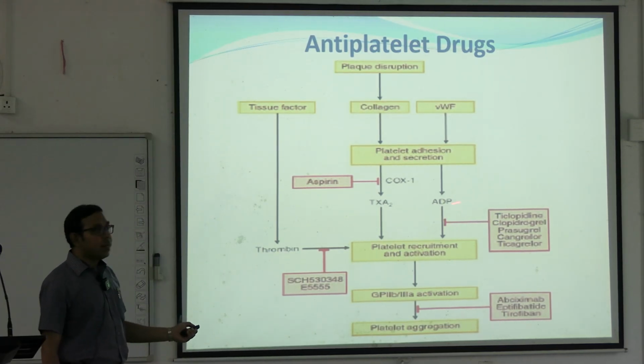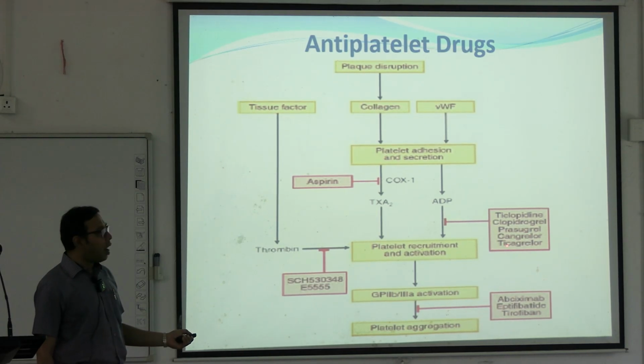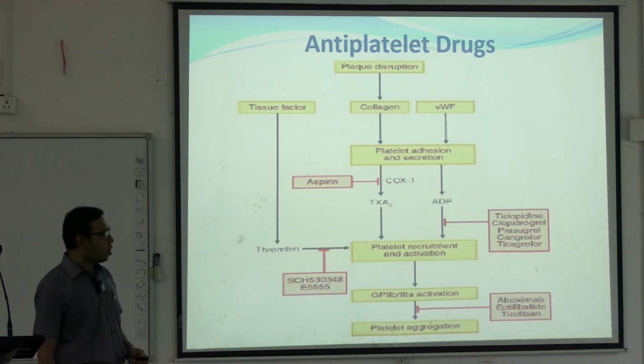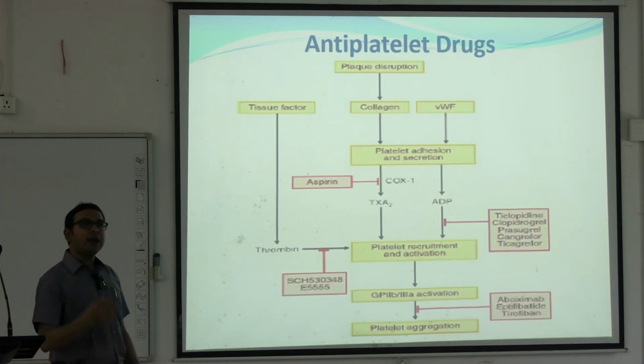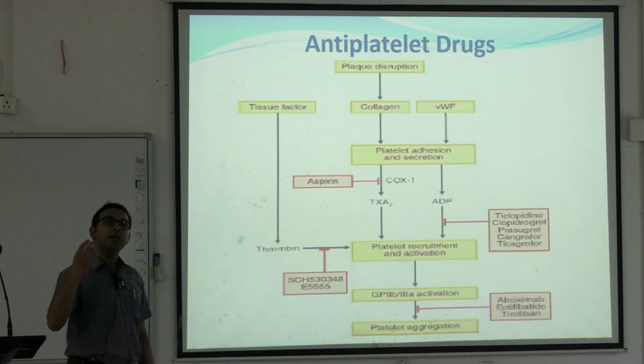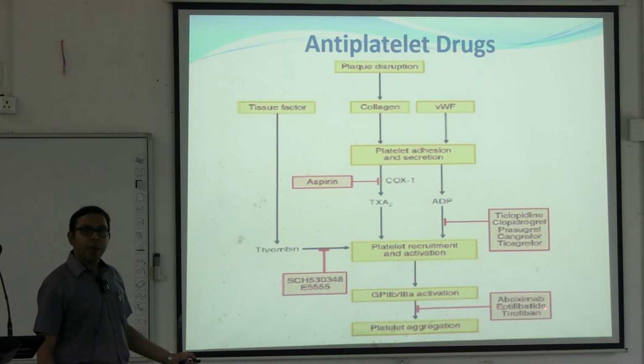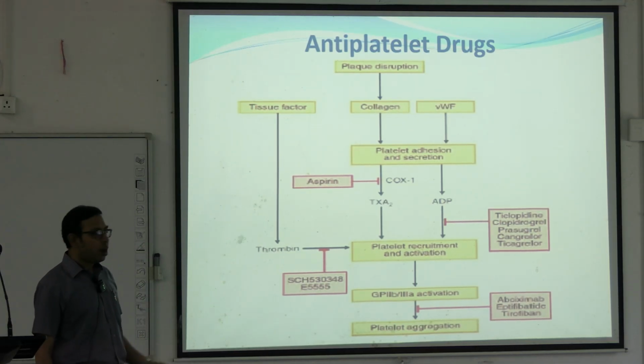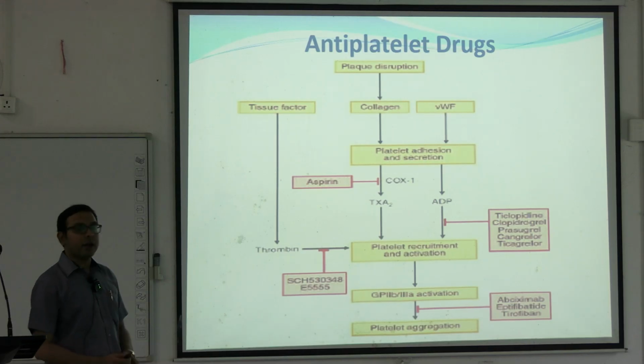Apart from this, there is ADP. ADP action can be blocked by ticlopidine, clopidogrel, prasugrel, cangrelor, ticagrelor, etc. After that, there will be platelet recruitment, and the platelet also attaches through the GP2B3A receptors. There are some GP2B3A receptor inhibitors also, like abciximab, eptifibatide and tirofiban, which ultimately inhibit platelet aggregation.